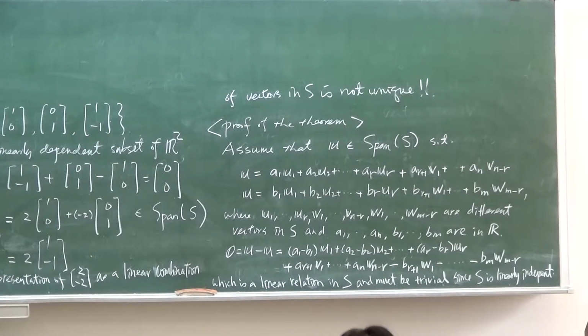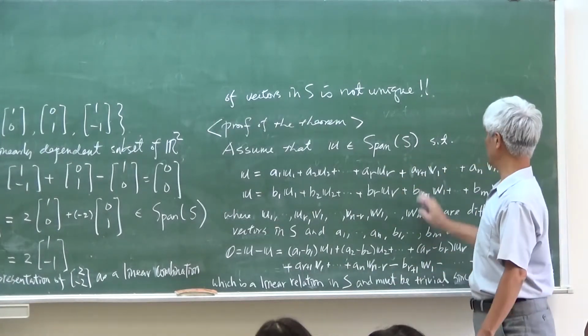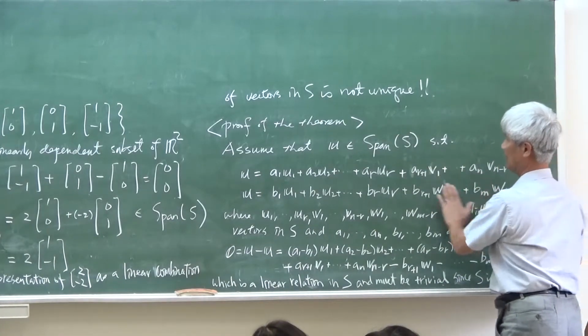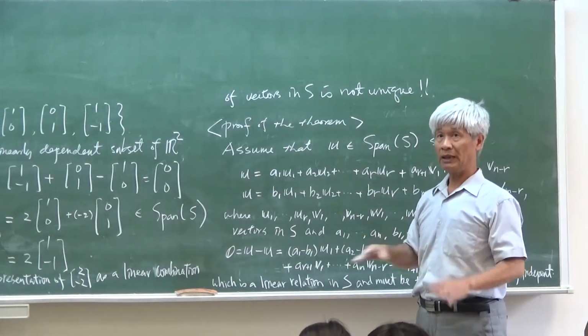Thus, we must have A1 equal to 0, AR minus BR equal to 0, and A R plus 1, AN equal to 0, B R plus 1, BM. And so this implies that A1 equal to B1, AR equal to BR. So these two expressions must be the same, because the extra terms are all zeros, so you can ignore them. The coefficients must be the same. There are no other choices. So we start with two arbitrary representations, and prove that they are the same.